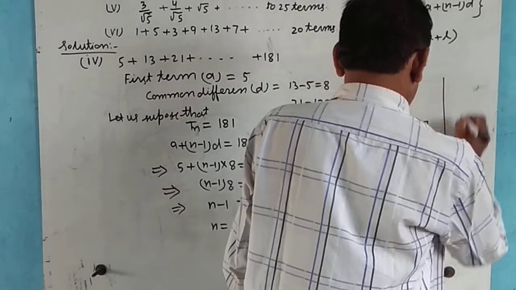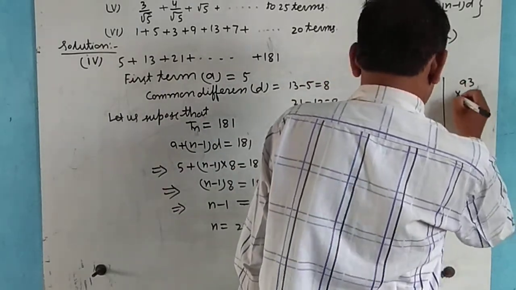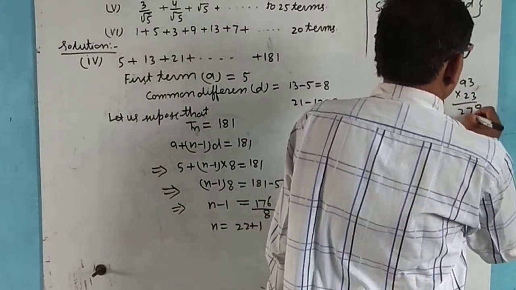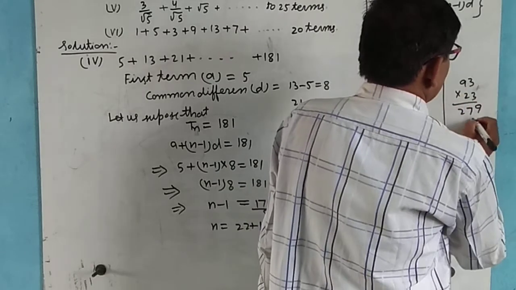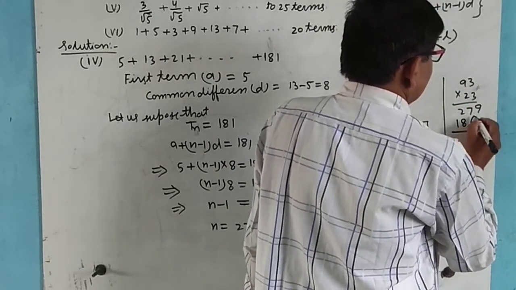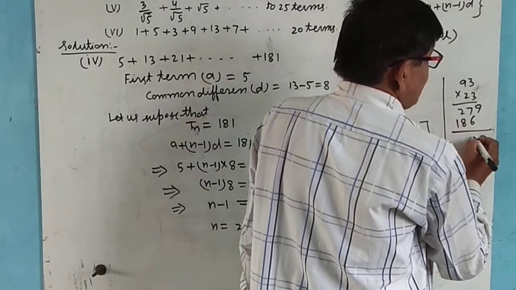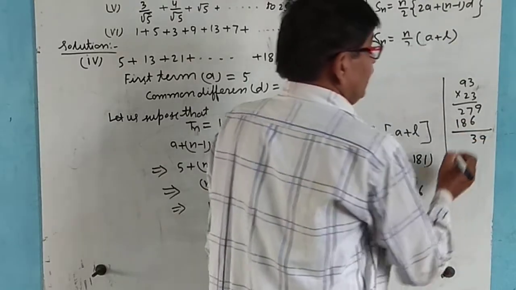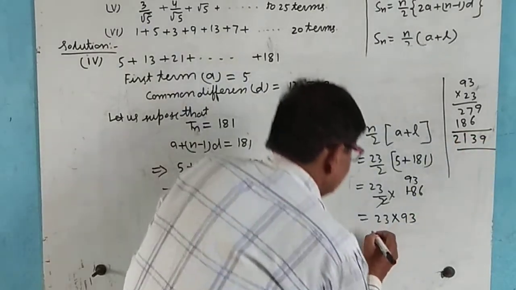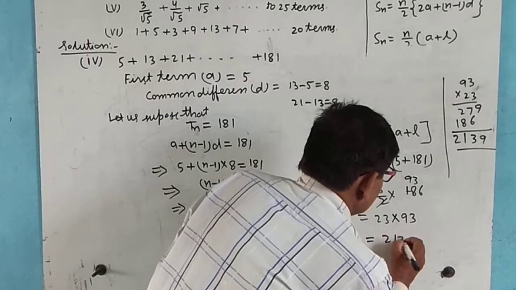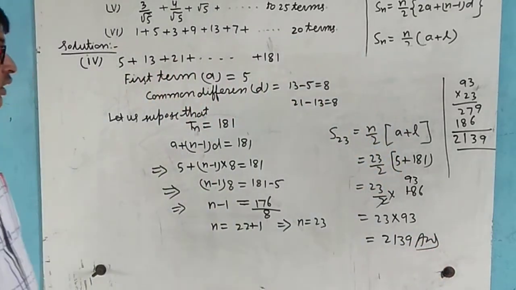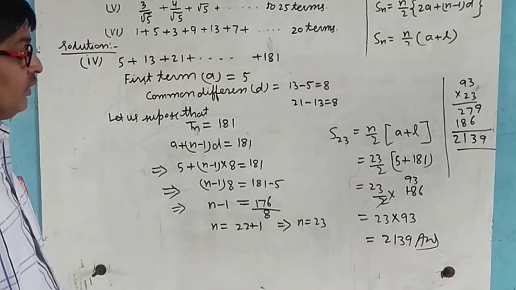Now in this case 93 multiplied by 23: 3 threes are 9, 3 nines are 27, 2 threes are 6, 2 nines are 18. Adding up, this is equal to 2139. This is our answer in this case.